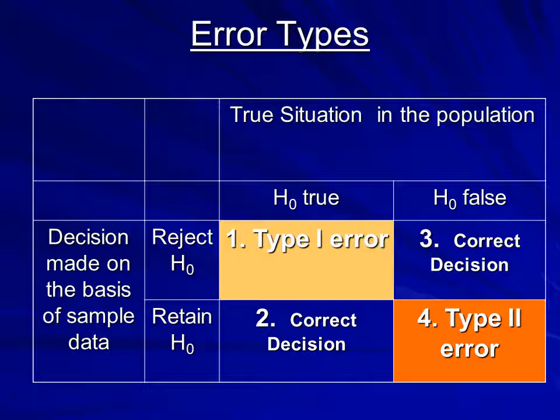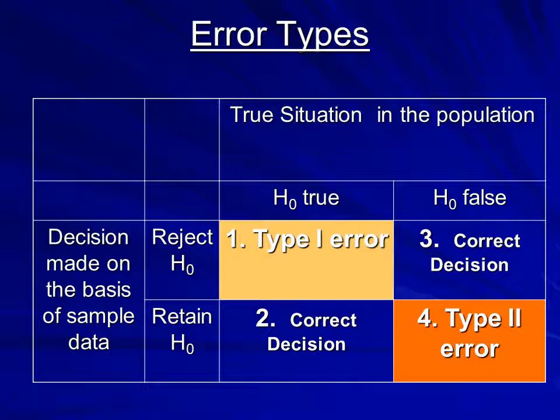But let's say you reject the null, and you look at the true situation across the top right, and the null is false, meaning they're not equal, and that's correct. Then you have that number 3 box, the correct decision. Yay, good job. You just found something.